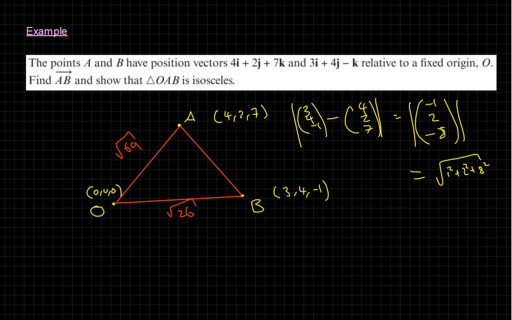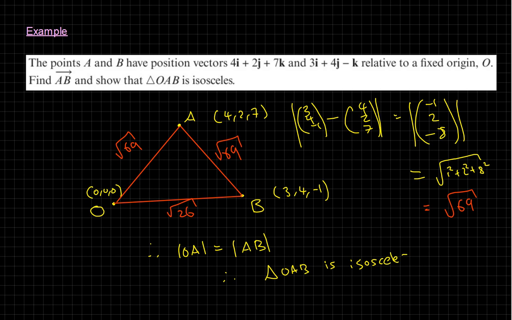So -1 squared, or 1 squared, plus the 2 squared, plus the 8 squared, gives me 69. Okay, that makes sense. So it's equal to root 69. So we have root 69 here. So therefore, the magnitude of OA is equal to the magnitude of AB. Therefore, the triangle OAB is isosceles. Okay, and we're done.